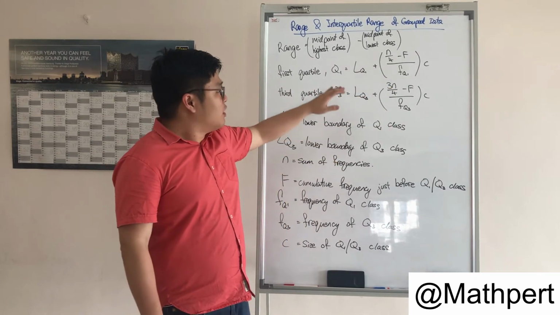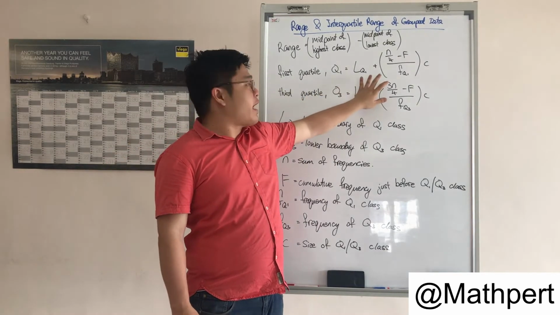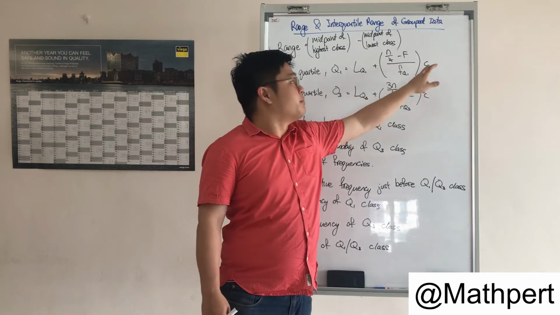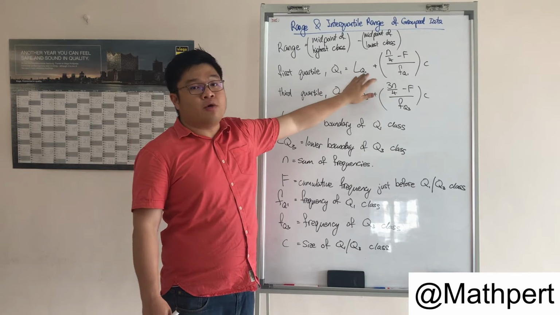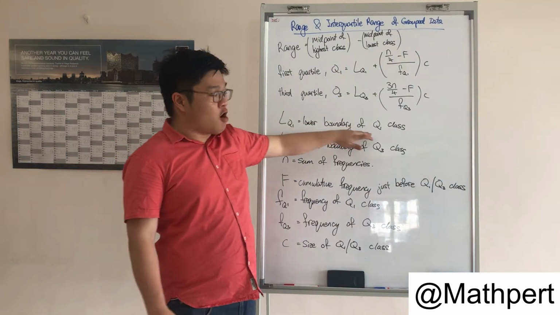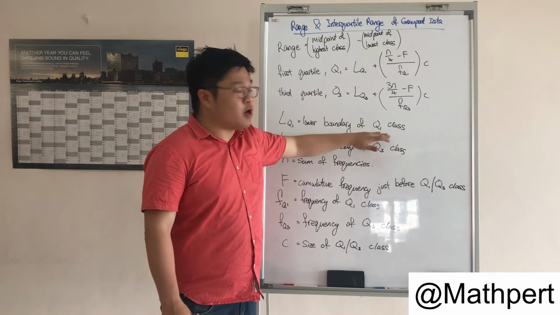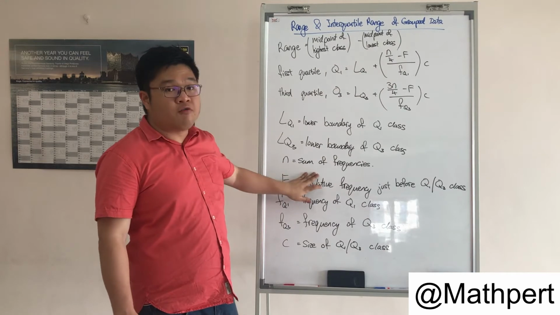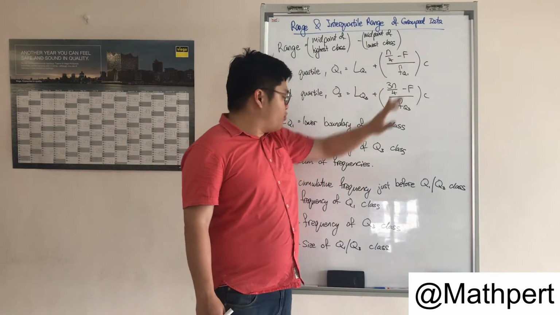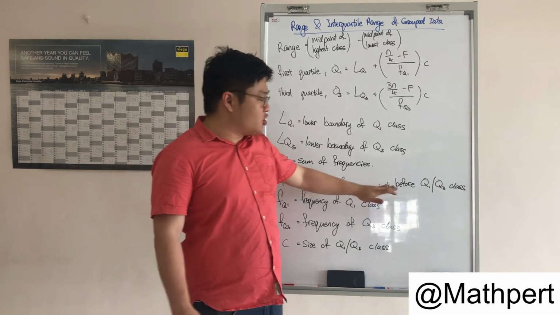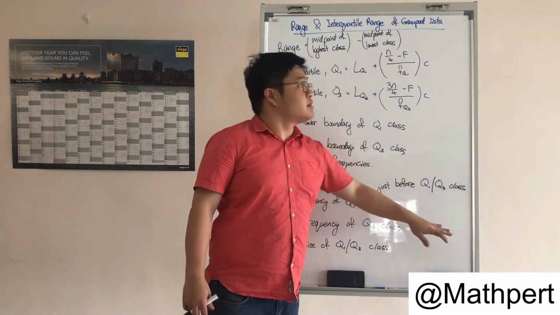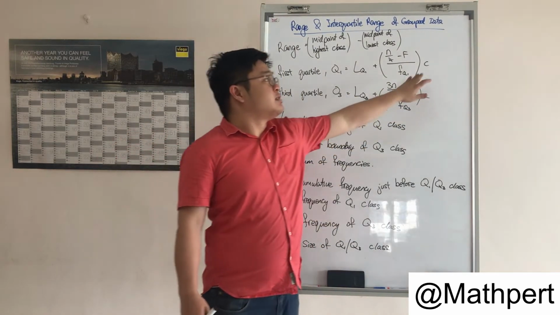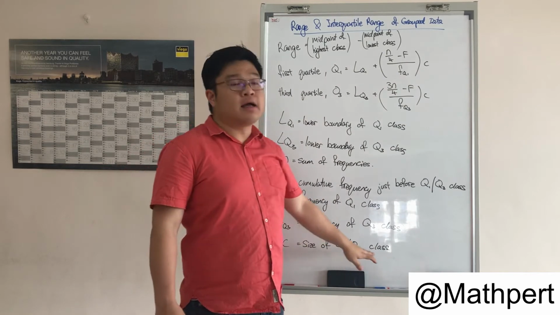Alright? So for the first quartile, Q1 is equal to LQ1 plus (N over 4 minus F) over FQ1, multiplied by C, where LQ1 is the lower boundary of the Q1 class. N is the sum of frequencies. F is the cumulative frequency just before the Q1 class. FQ1 is the frequency of the Q1 class. C is the size of the Q1 class.